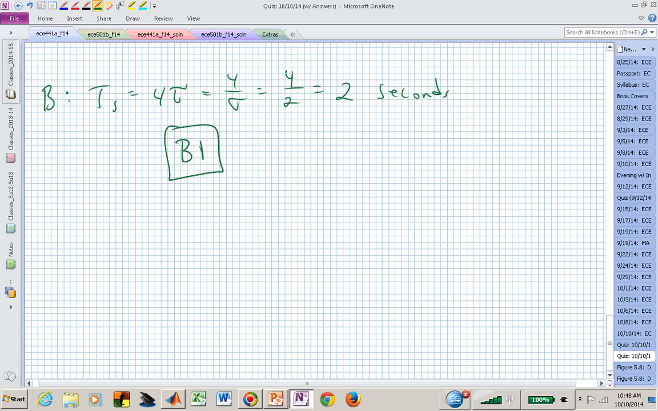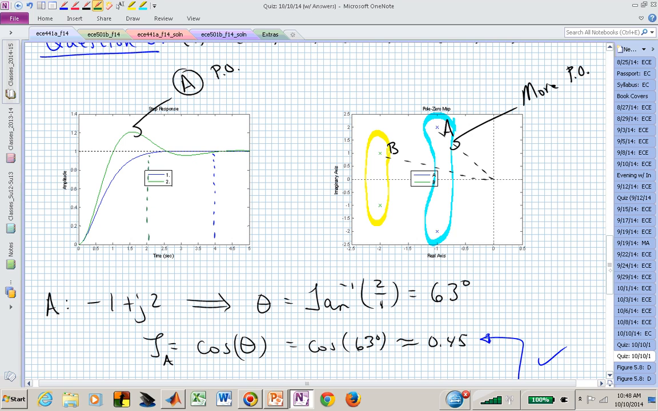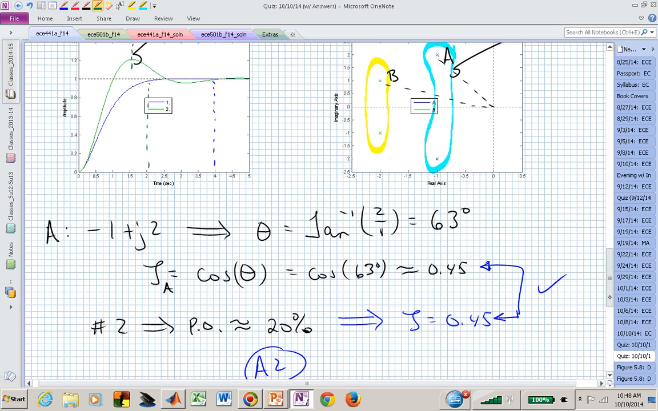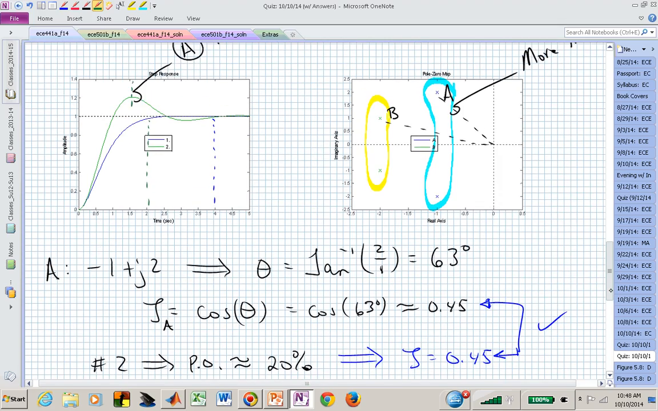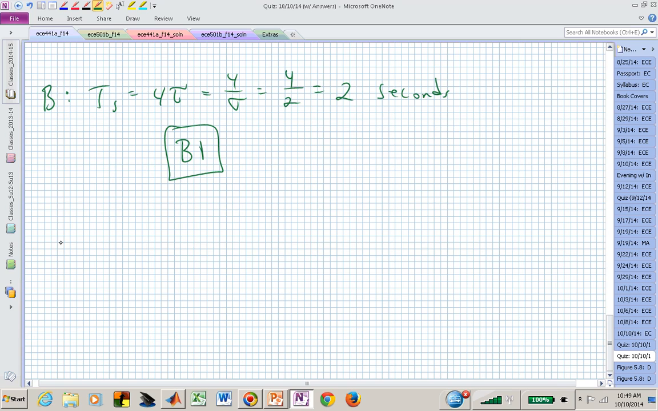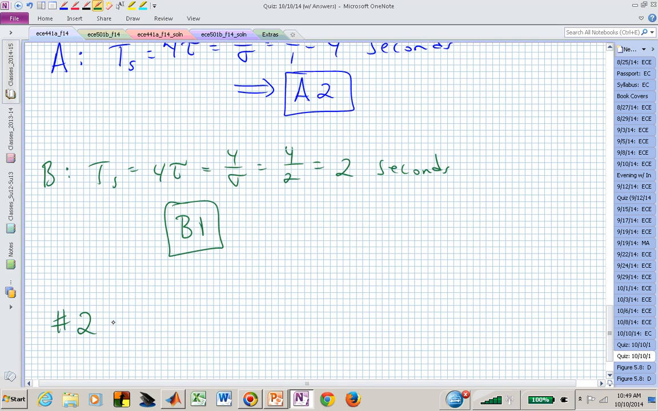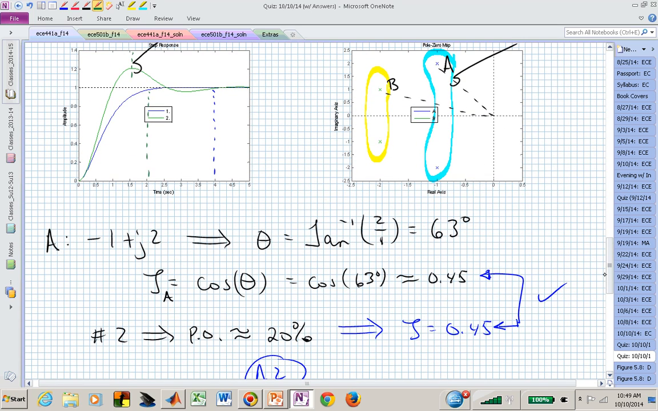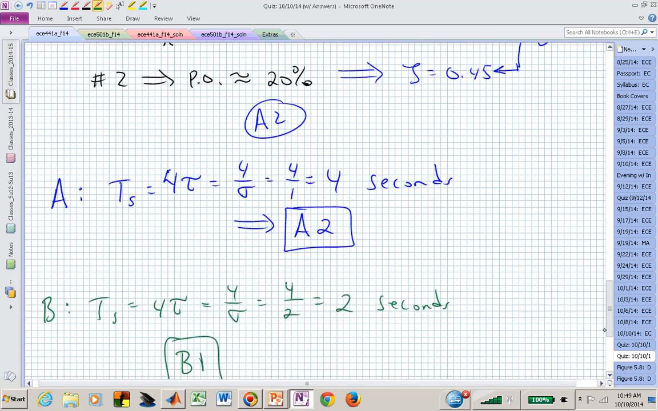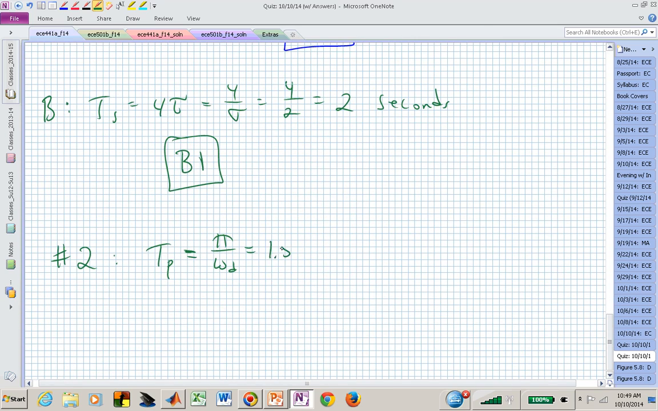We could also look at the peak time, and over here it's hard to find a peak for response number 1, but for response number 2, which is the green, we can find that the time to peak, which is pi over omega sub d, is approximately, if we read that off right, about 1.57, anticipating what that probably should be.